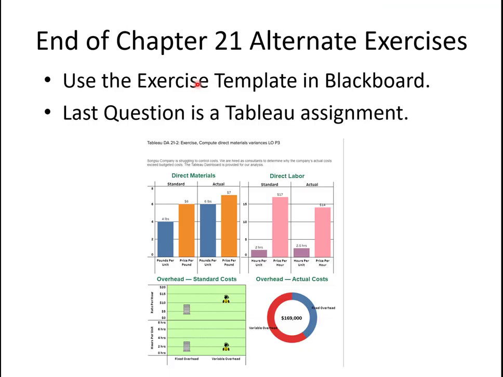Your last question at Connect for Chapter 21 is a Tableau assignment. And make sure to use the exercise template in Blackboard to help you complete your homework questions. This concludes the Chapter 21 alternate exercises.